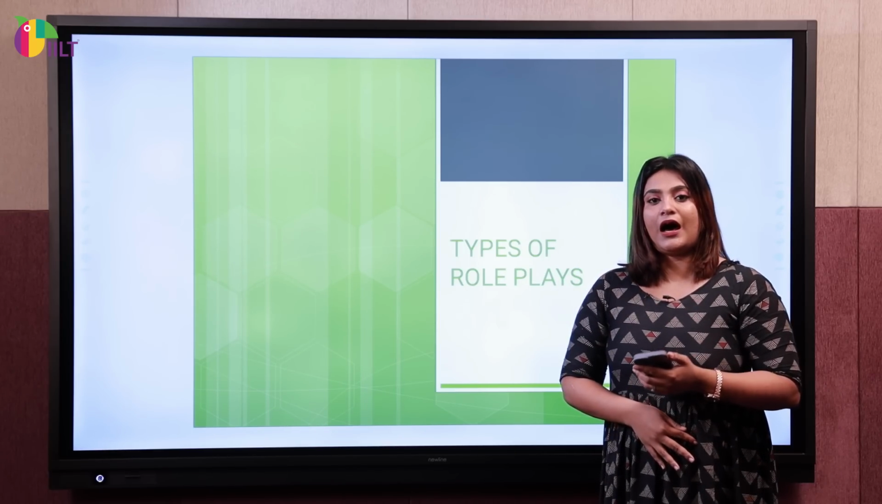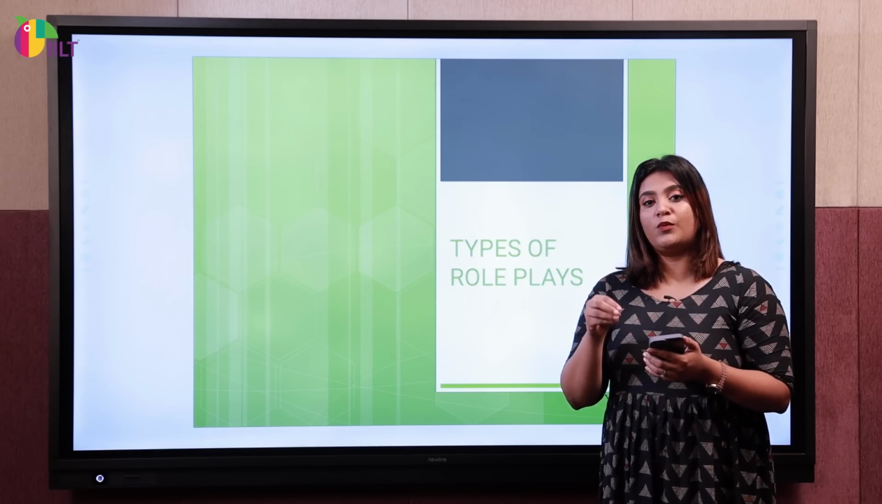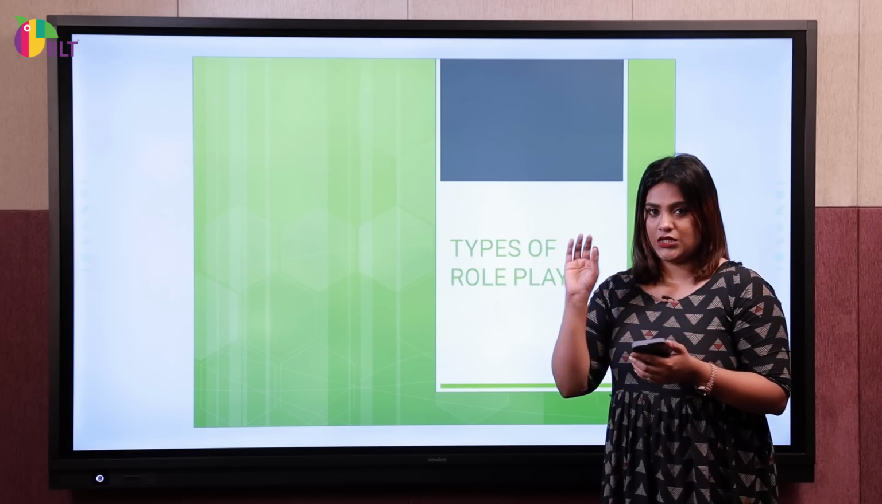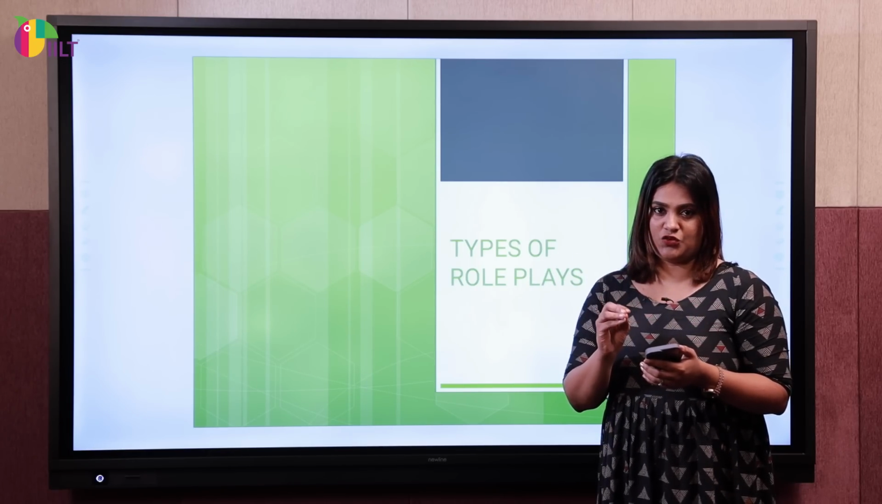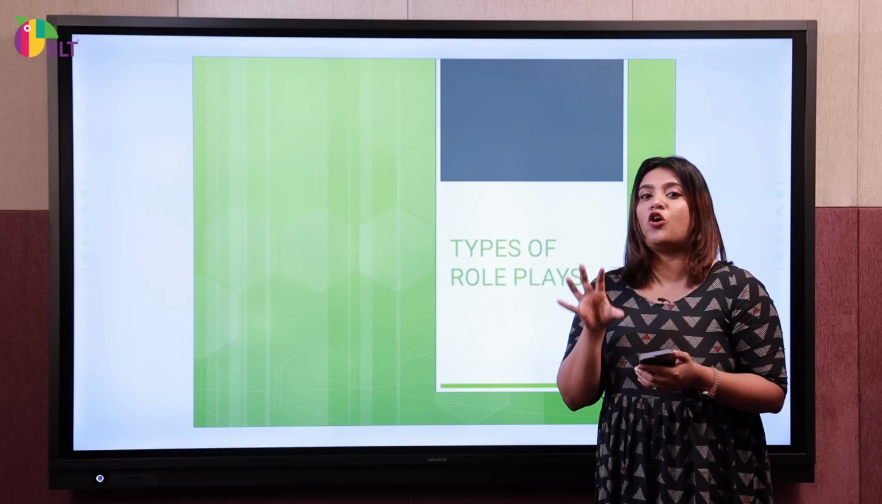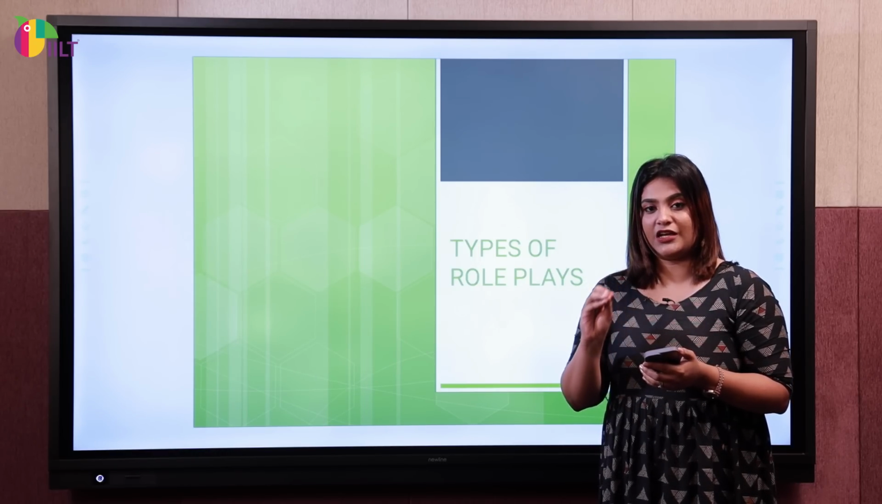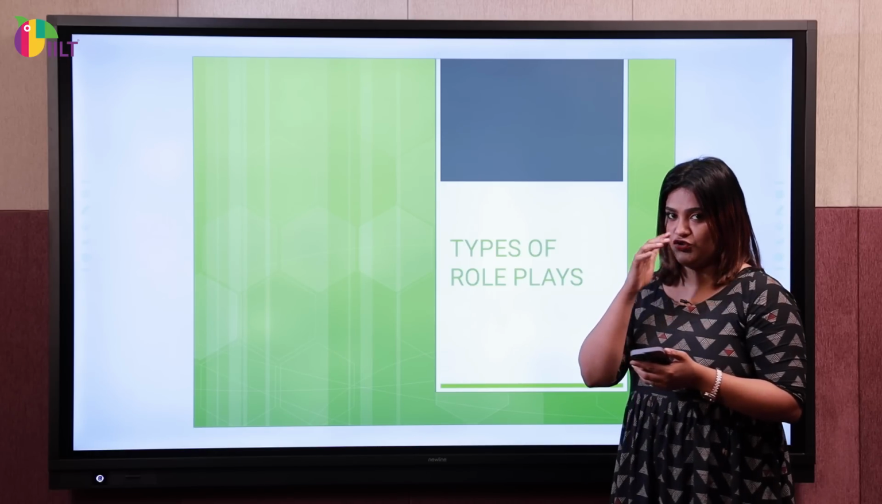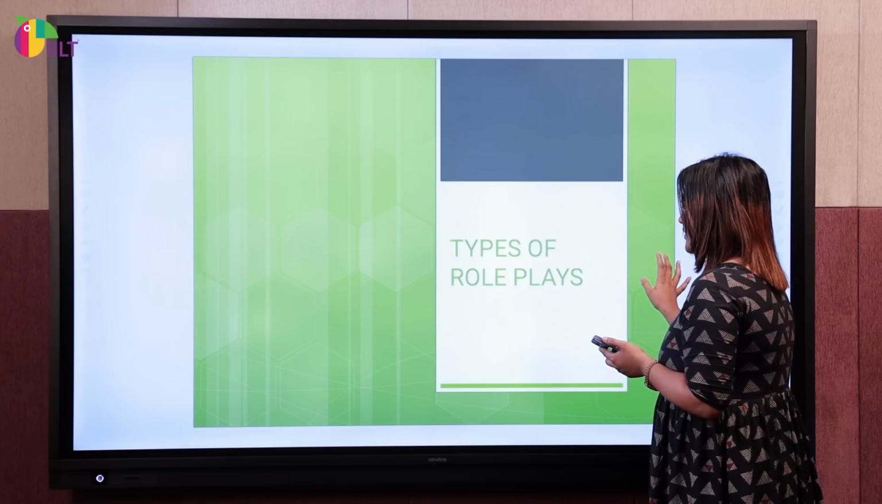So I actually picked the common 6 types of role play cards. I'm not saying that these are the only types of role plays that you might come across. There are a lot of others too, but I have picked the common ones, the common types of role plays that you can see for the examination. So that is what we are going to discuss. Let's begin with it.